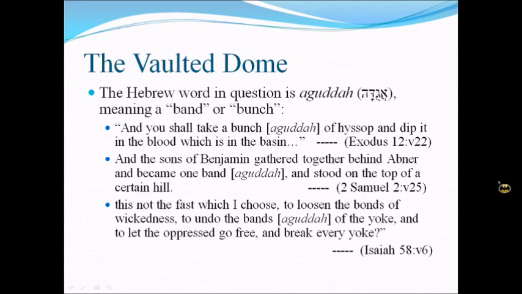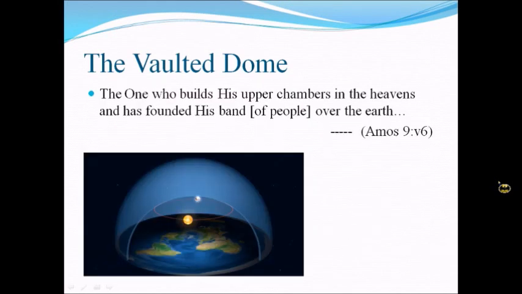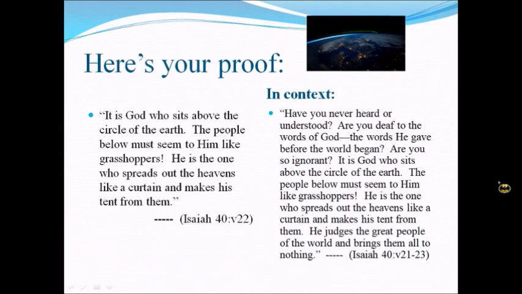"This is not the fast which I choose, to loosen the bonds of wickedness, to undo the bands of the yoke, and to let the oppressed go free, and break every yoke." Isaiah 58, verse 6. The vaulted dome. "The one who builds his upper chamber in the heavens and has founded his band of people over the earth." Amos 9, verse 6. Here's your proof.